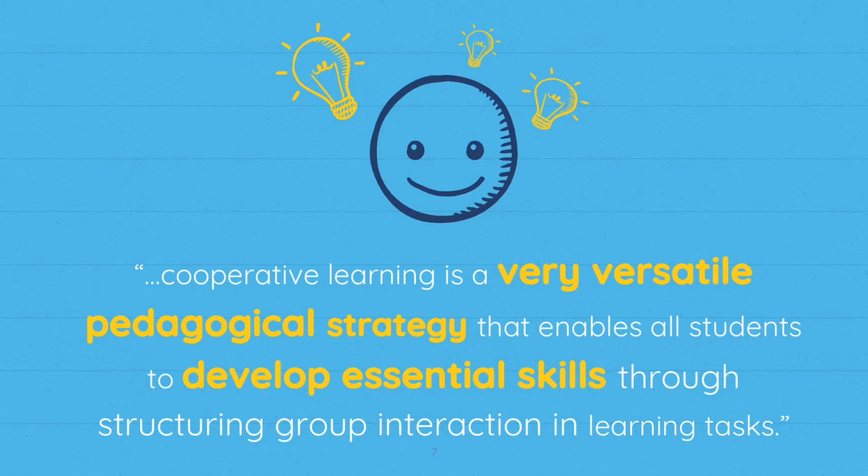According to Marsh and Killen, cooperative learning is a very versatile pedagogical strategy that enables all students to develop essential skills through structuring group interaction in learning tasks. This strategy is strongly validated through scholarly research that provides a plethora of clear structures and a diverse range of different approaches that focus on maximizing academic success for each learner. According to Killen's research, cooperative learning works towards the motivational effects of self-learning, student engagement, and peer learning.